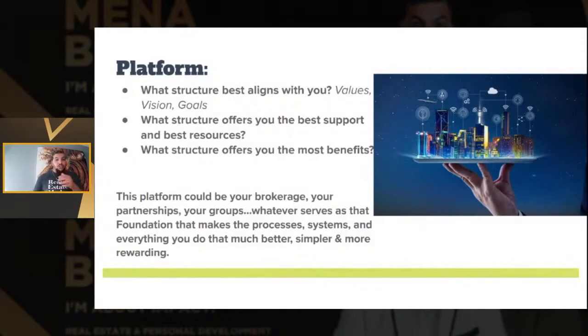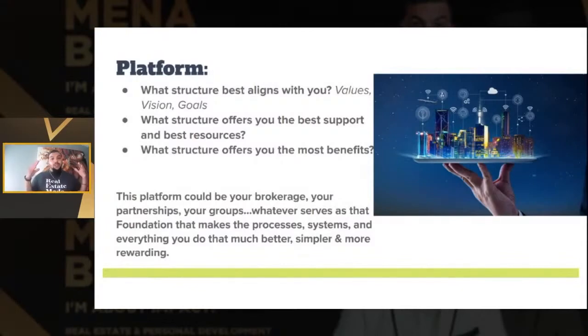This platform or structure, this could be your brokerage. This could be partnerships that you're involved in. This could be networking groups that you're involved in. It's really whatever serves as that foundation, like in that picture, whatever serves as that foundation that would make your process, your systems, and everything that you do that much better, simpler, and more rewarding, right?